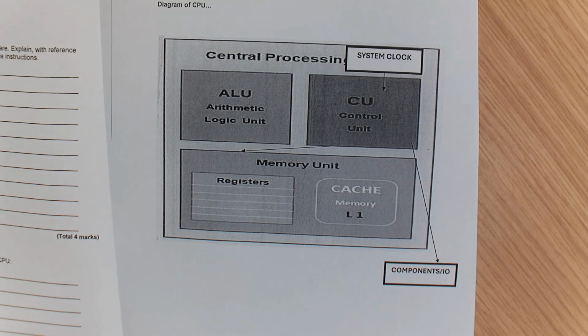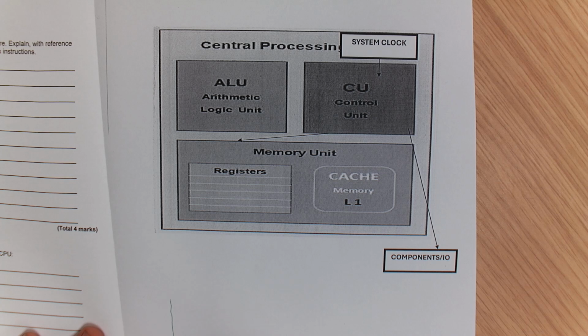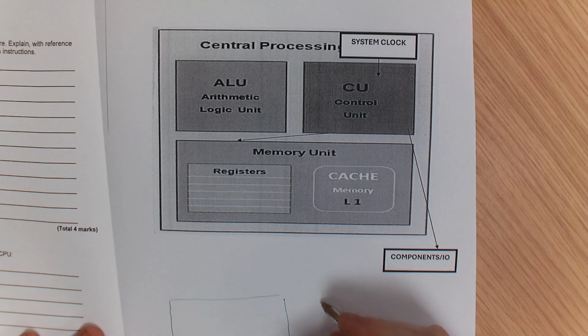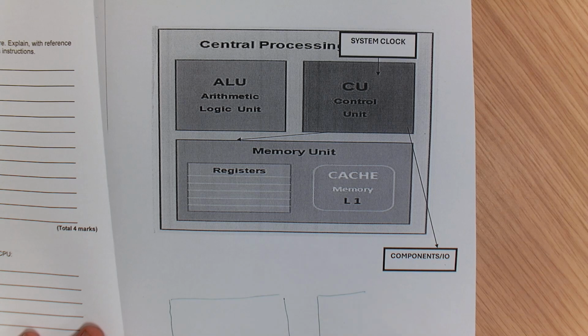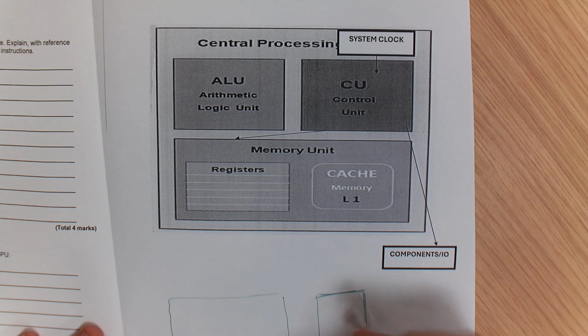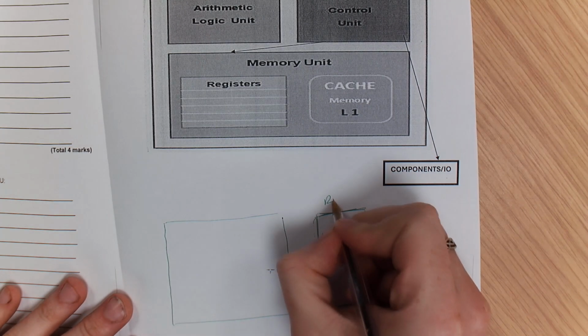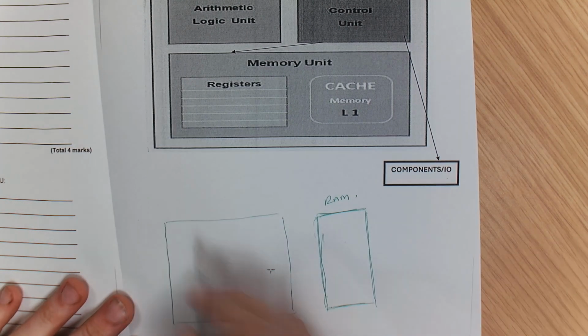This is our diagram of the CPU, okay? Now, when you go up to A level, you'll need to know about the different registers that are also inside the CPU, okay? Now, if I draw another diagram of the CPU here and my RAM, so this is my main memory, okay? So this is my RAM, okay?